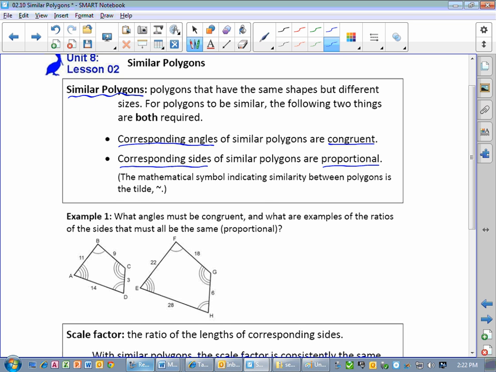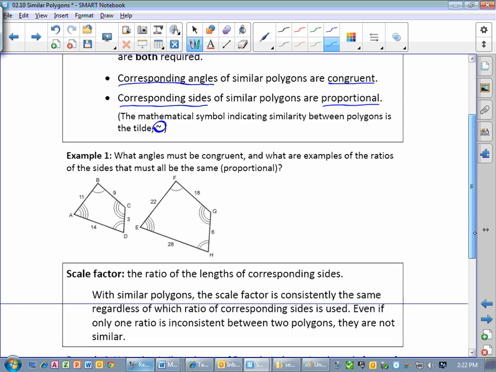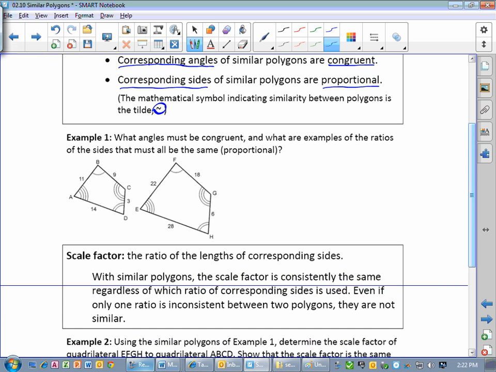The math symbol for similarity: remember, congruent is equals with the little squiggly over it. We call that a tilde. Similar is just the tilde without the equals. Okay. So look at the first example. What angles must be congruent? What are examples of the ratios of the sides that must all be the same?